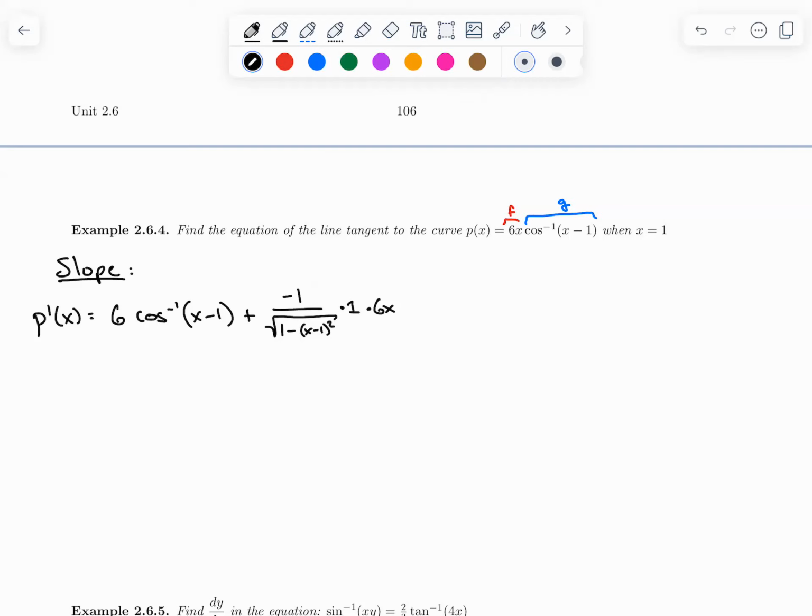All right. So from here, we'll plug it in. P prime of 1 will be 6 times cosine inverse of 1 minus 1, which I'm just going to write as 0, plus 6 times 1, negative 6 times 1 over 1 square root of 1 minus 0 squared. Right? All right, what's cosine inverse of 0?